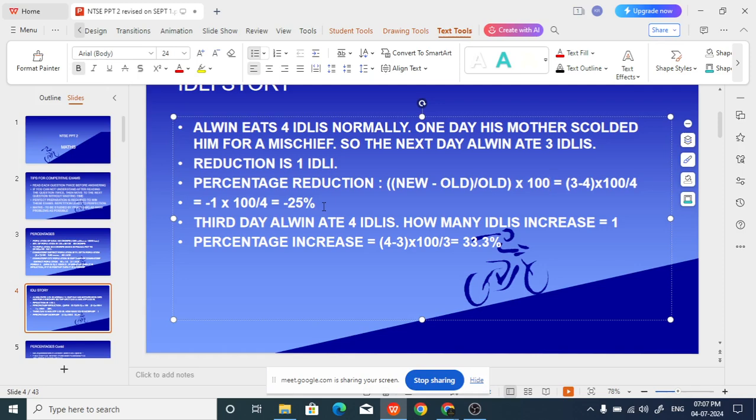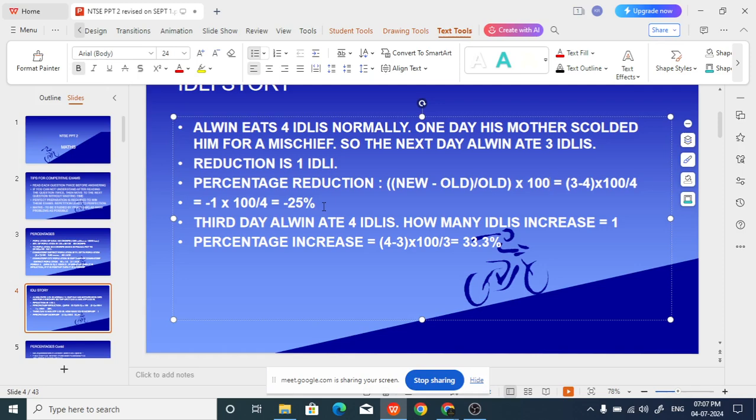See, there is a boy by name Alvin. He normally eats 4 idlis. One day his mother scolded him, so next day he ate 3 idlis. Now the question is how much reduction in number of idlis. So that reduction is 1 idli. They are asking what is the percentage reduction. From 4 it has come to 3. So we have to use the formula new minus old divided by old into 100. 3 minus 4 divided by 4 into 100. You are getting minus 25%.